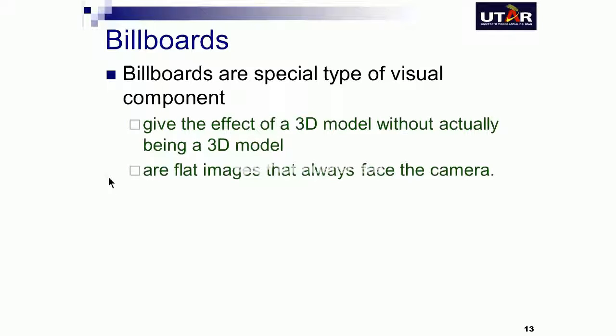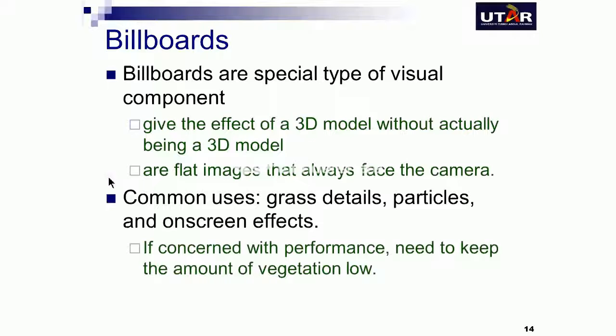So billboards are a special type of visual component. We say it gives the effect of a 3D model without actually having to go through all the work of rendering a 3D model, and it's actually a flat image that's always facing the camera. Like when you travel on a highway, you see a large advertisement board, a billboard, it's always flat and it's always looking at you. The common uses of billboards is to model grass details, particles, and on-screen effects when you do not need a high level of detail.